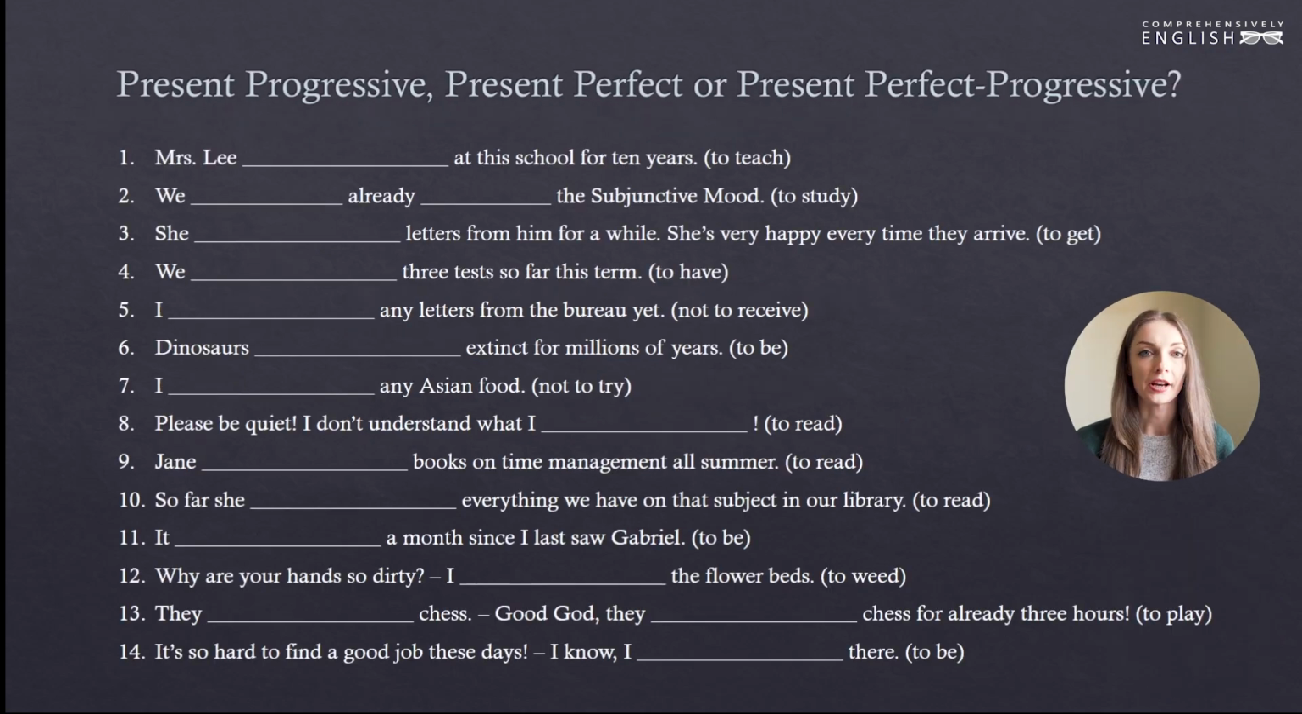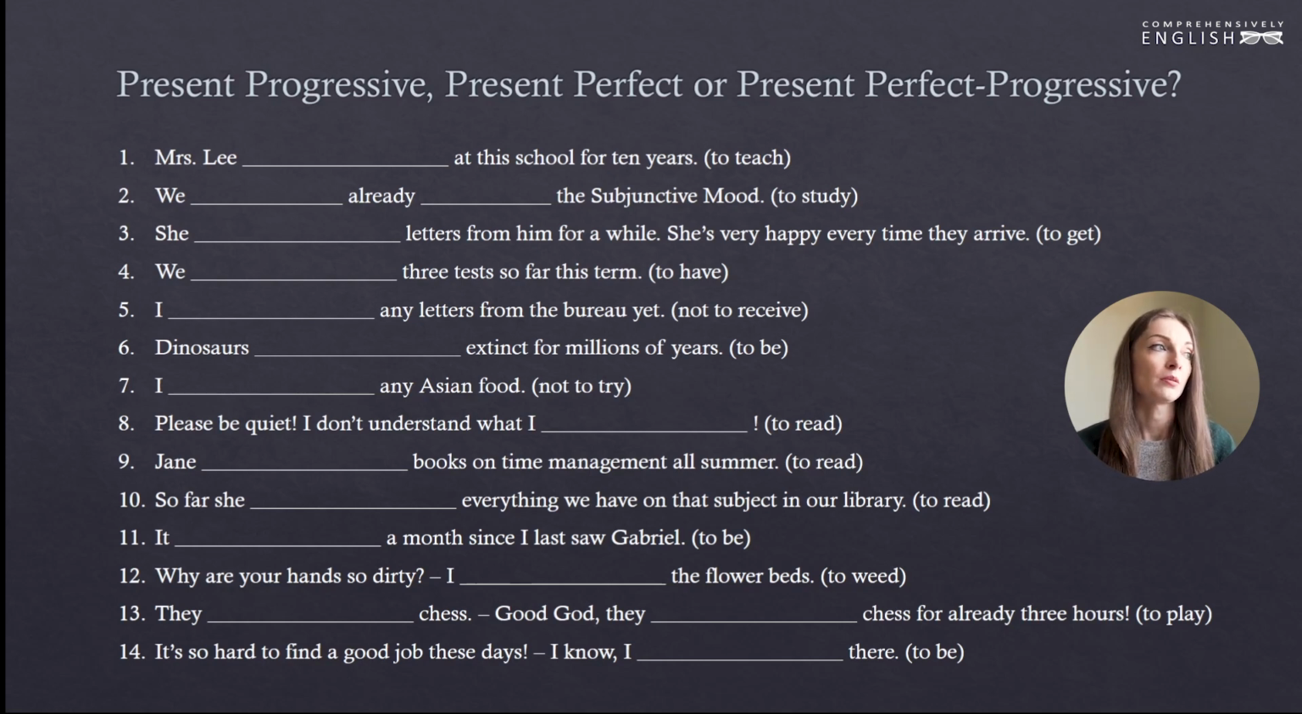Let's now do a short exercise together. Again, I suggest that you pause this video and write the sentences down with the options that you consider to be correct, and then return to the video and check it with me. So we need to choose among the present progressive, the present perfect, and the present perfect progressive tenses.